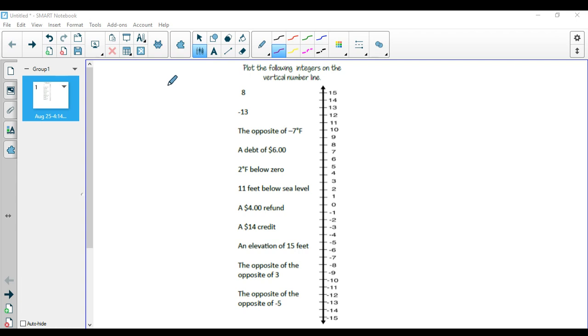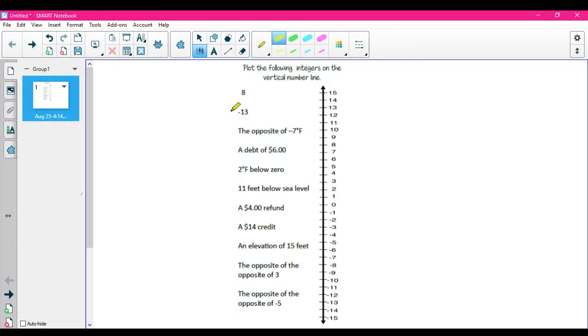We need to plot the following integers on the vertical number line. The first integer is 8. But the first thing I like to do is find where 0 is. So right now, 0 is right here. And that's going to help me because I know all the numbers above 0 are positive and all the numbers below 0 are negative. So going back, I'm going to plot 8 on the number line.